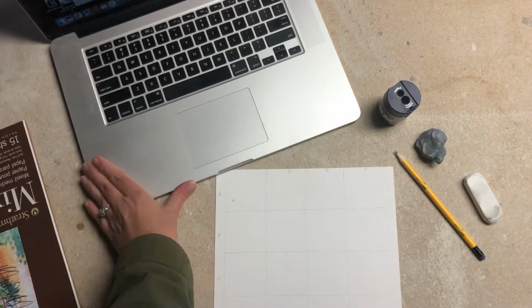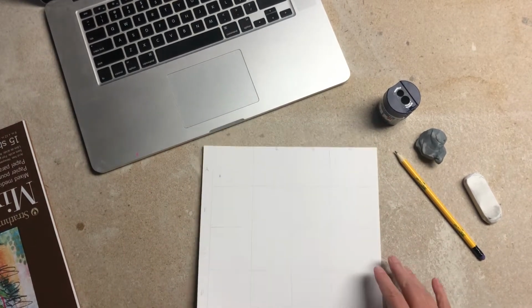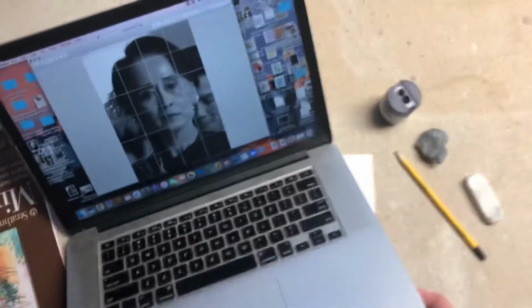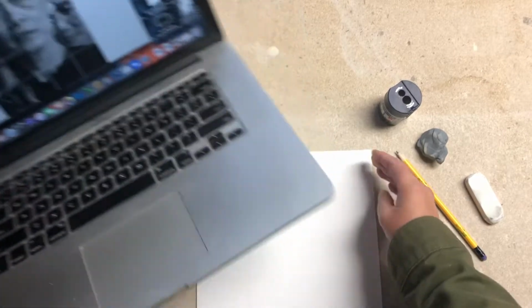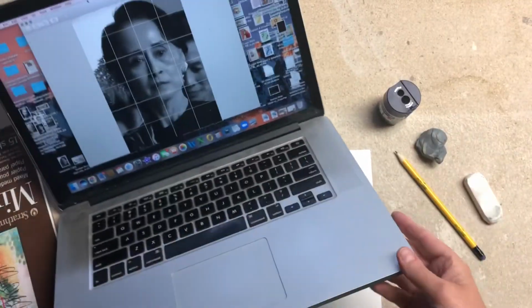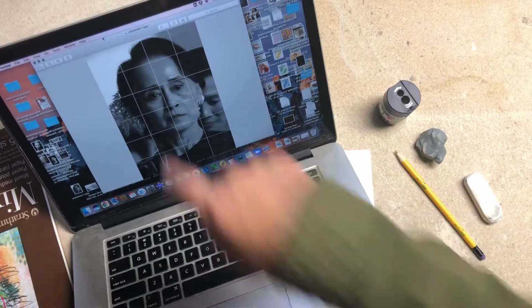So the first thing we're going to do is focus on just one square. We'll start with the easy ones. Usually the hairline, those are usually easy. And I usually draw the furthest away from me. So up here, so when I start drawing, I'm not running my hand over my drawing. So I'm just looking at this simple square right here.